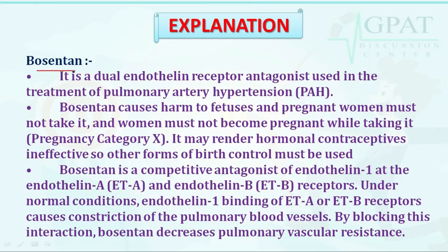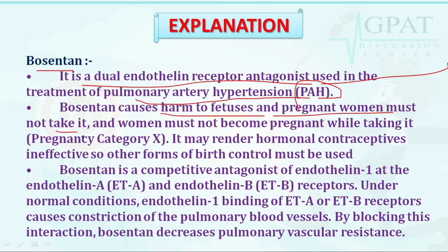Bosentan is a dual endothelin receptor antagonist used in the treatment of pulmonary artery hypertension, that is PAH, and it causes harm to the fetus. Pregnant women must not take it, and women must not become pregnant while taking it, and it may render hormonal contraceptives ineffective, meaning a change in the hormonal balance.